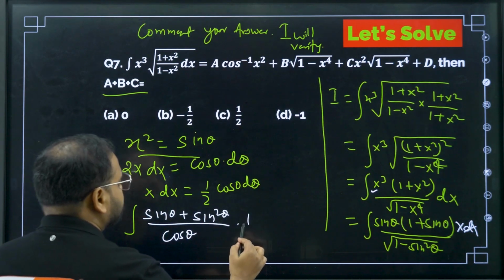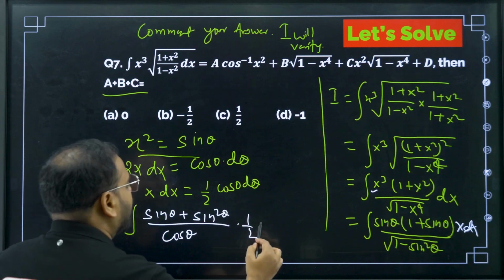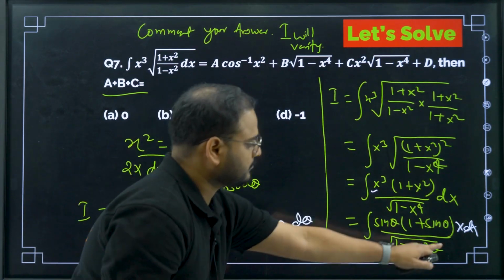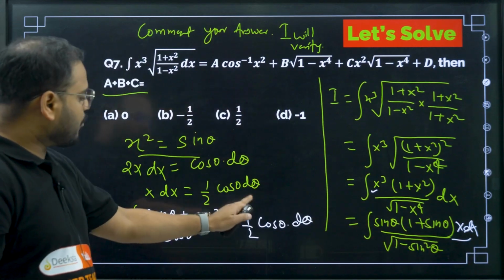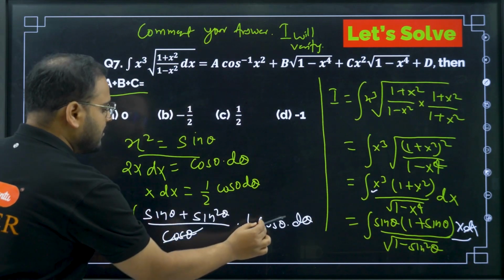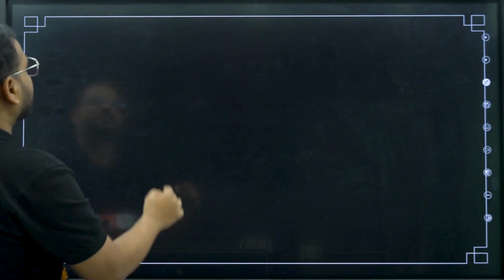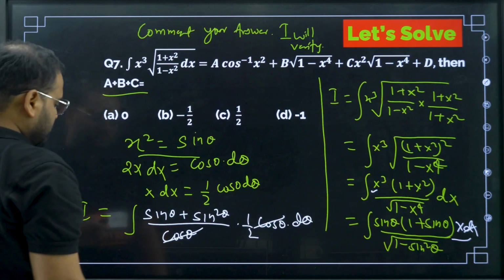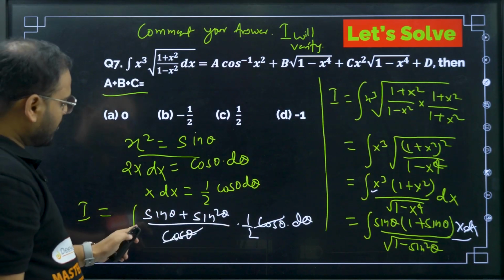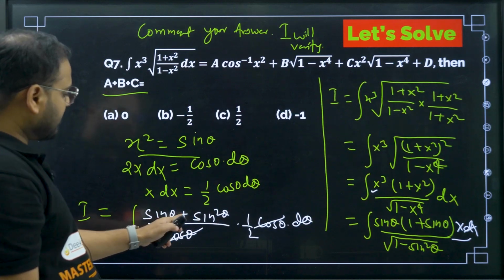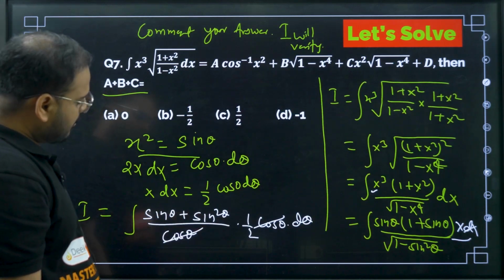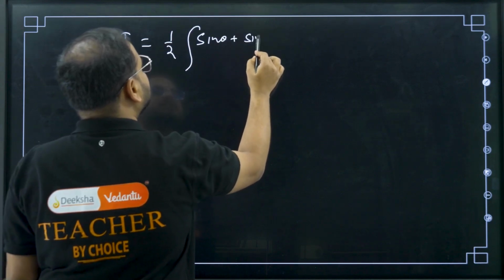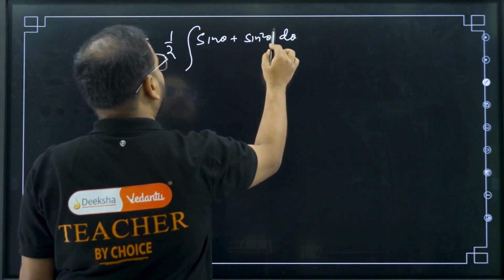How about x dx? Have a look, x dx is 1 by 2 cos theta d theta. So cancel this cos theta, cos theta. Now what is my integration looking like? 1 by 2 is a constant, I can take it outside. I get it as integration of sine theta plus sine square theta d theta.